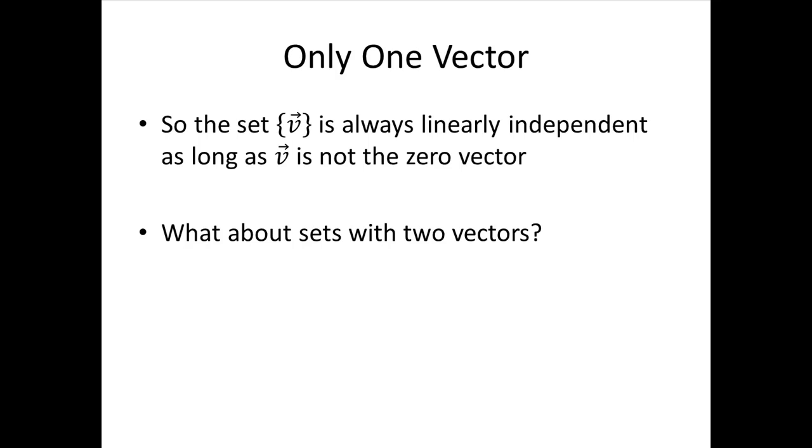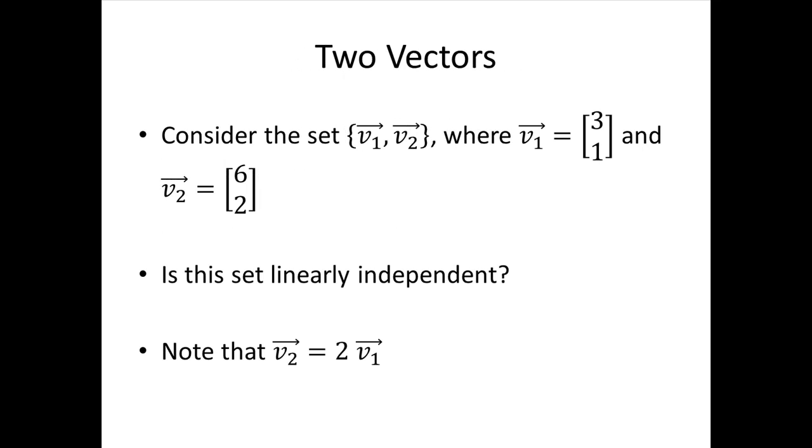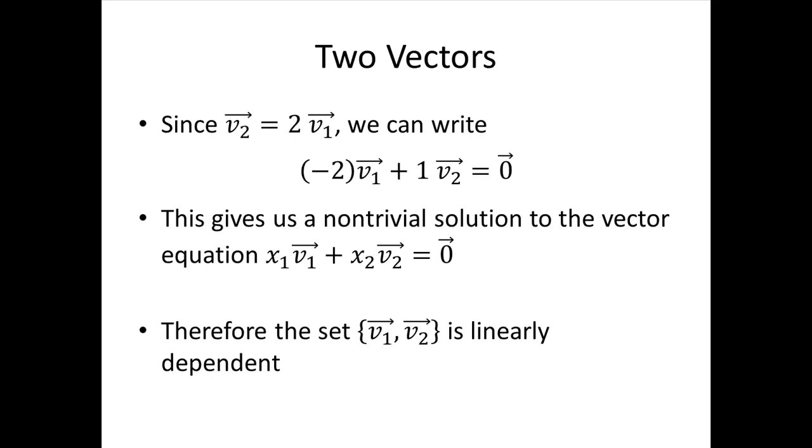What about sets with two vectors? So let's consider a set with specific examples. So we've got a set with two vectors v1 and v2. v1 is the vector (3, 1), and v2 is the vector (6, 2). Is this set linearly independent? Well, you might have noticed that v2 is 2 times the vector v1. 2 times the vector (3, 1) is the vector (6, 2). So since v2 is 2 times v1, we can write negative 2 times v1 plus 1 times v2 equaling 0. And that's not a trivial solution.